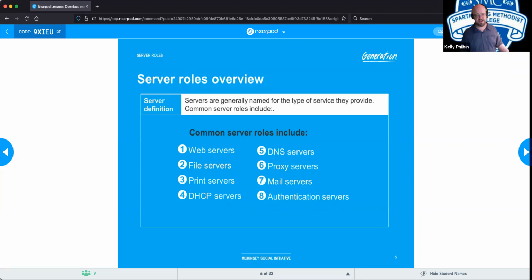Authentication servers. When we hear authentication, what does that make us think of? Security. Am I allowed to be here? Am I authorized? An authentication server basically verifies that you have the proper security clearance to be able to see whatever it is behind those firewalls. So authentication.